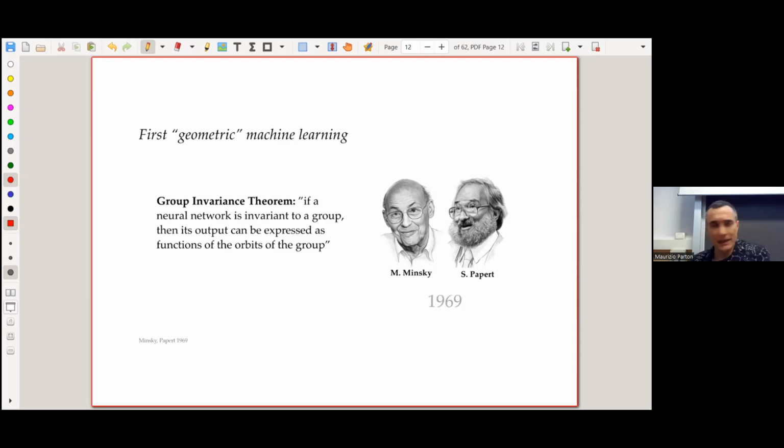For a mathematician, this is pretty. It's almost a tautology. It goes under the term group invariance theorem.